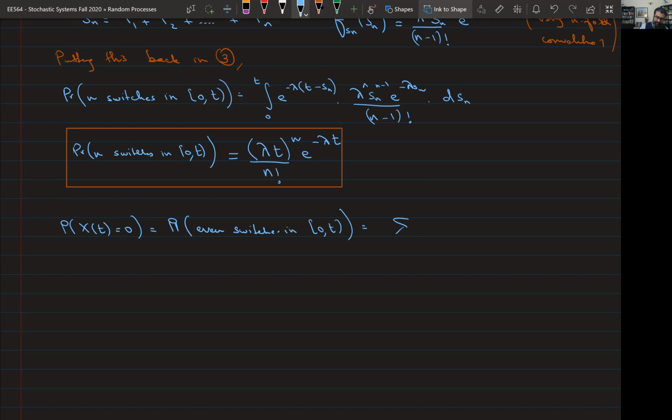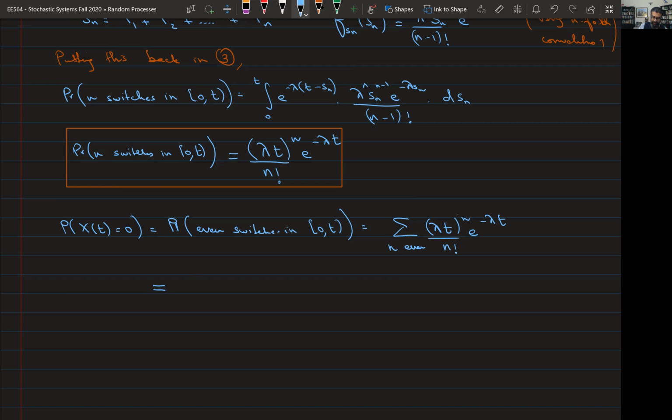this is just a summation over even values of n of lambda t raised to power n divided by n factorial, times e raised to power minus lambda t. And how would you do the summation? This was one of the homework exercises. I think that was for a binomial distribution though. This is for a Poisson. How would you do it? Okay, so I'm not going to tell you. I'll let you explore this on your own because this was a homework exercise.